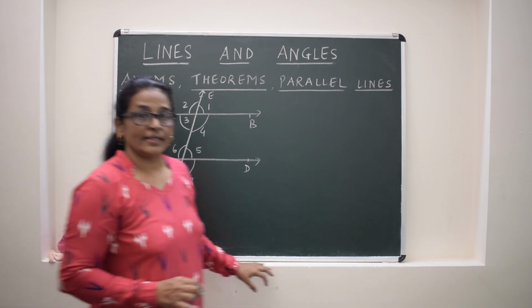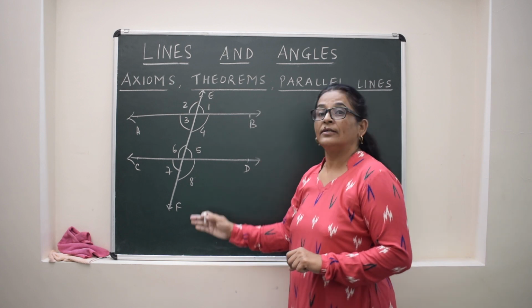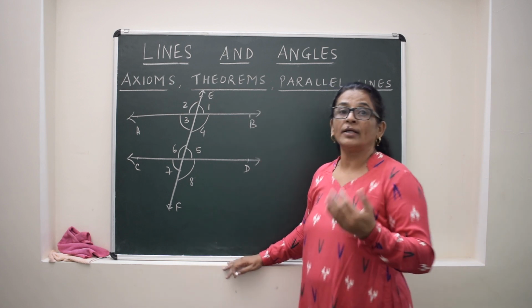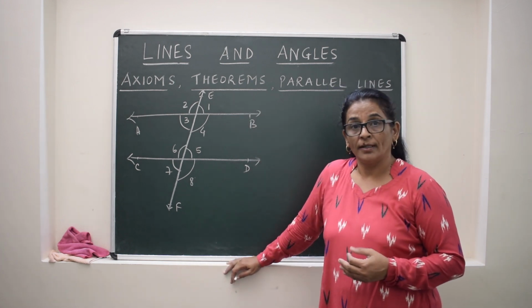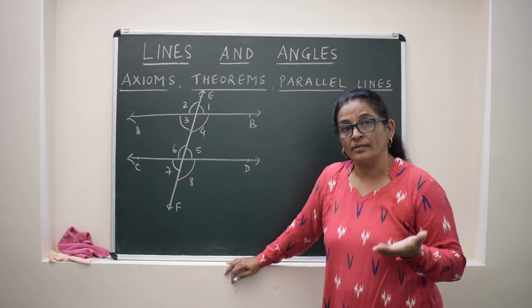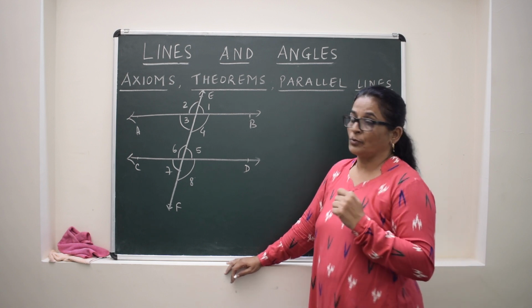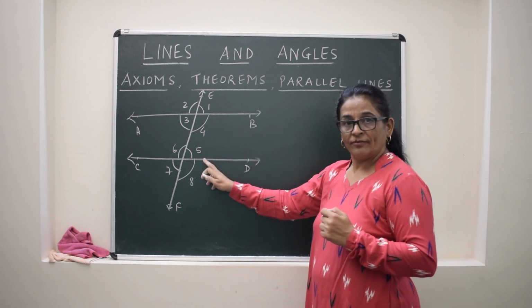Now the axiom says, if two lines are parallel and a transversal intersects, then the corresponding angles are equal and its converse is also true. Means if the corresponding angles are equal, then the lines will be parallel. Now let's see which are the corresponding angles. Angle 1 and 5, first pair.